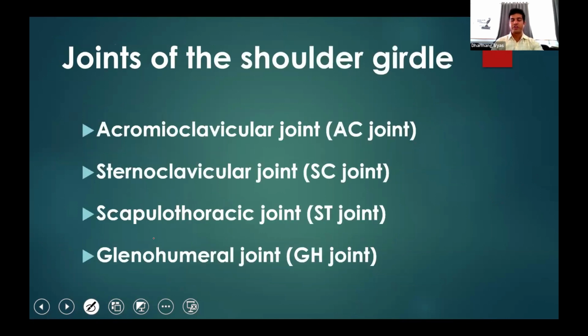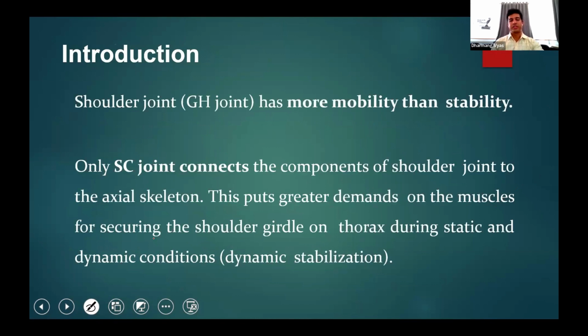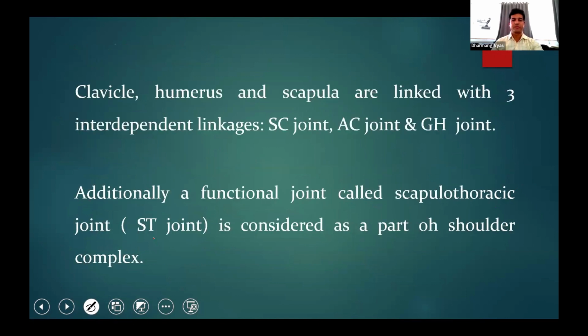We have 4 joints. We already discussed this: the acromioclavicular, the sternoclavicular, the scapulothoracic, and the glenohumeral joint. Okay, so the SC joint connects the components of the shoulder joint to the axial skeleton. This puts greater demand on the muscles for securing the shoulder girdle on the thorax during static and dynamic conditions. Clavicle, humerus, and scapula are linked with 3 interdependent joints: the sternoclavicular, the acromioclavicular, and the glenohumeral joint. In addition to this, a functional joint called the scapulothoracic joint.